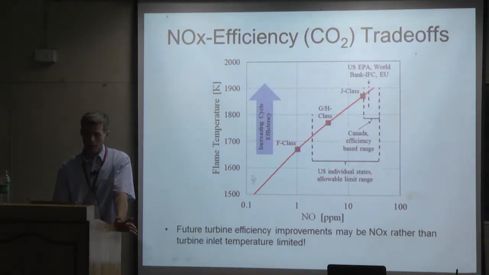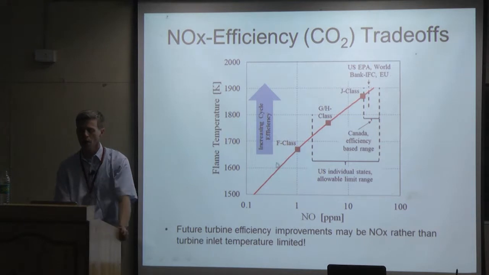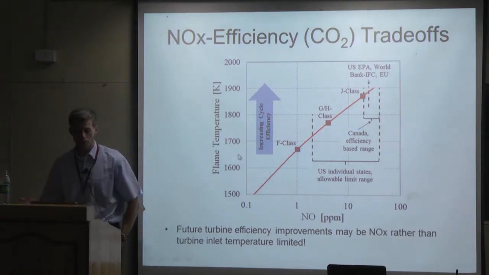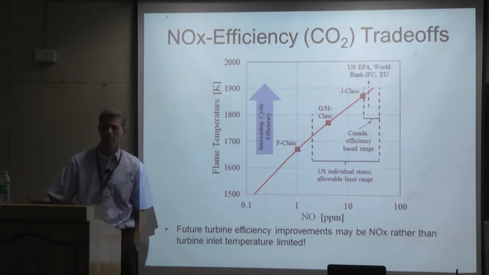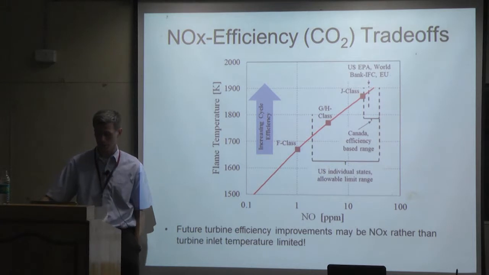This is a detailed kinetic calculation showing NO emissions as a function of flame temperature, and I believe this assumes a 20 millisecond residence time. The NO emissions are on a logarithmic scale, and as you go up in temperature, you get an exponential increase in NO emissions. Historically, what always controls your combustor exit temperature in a gas turbine type application is the turbine inlet temperature.